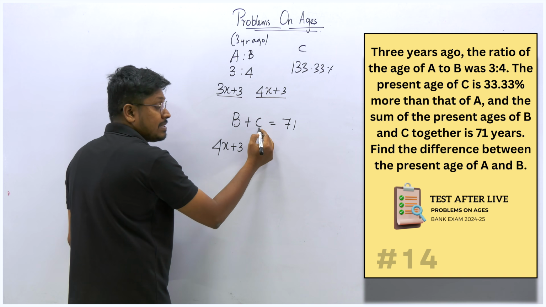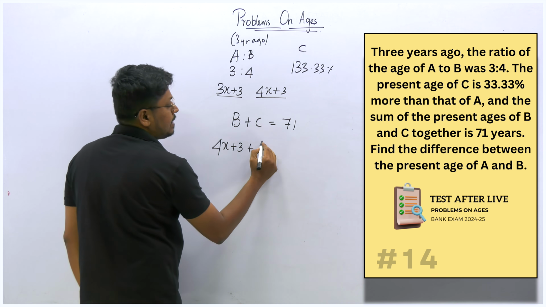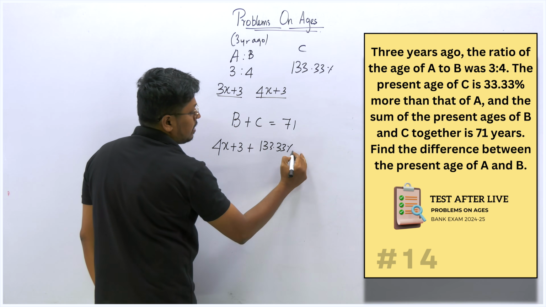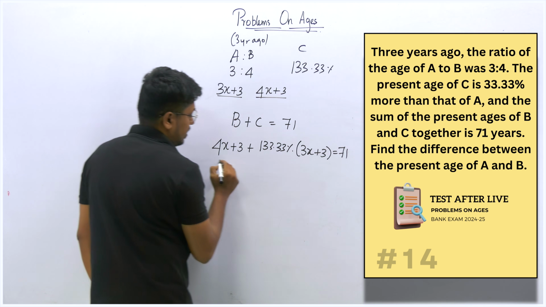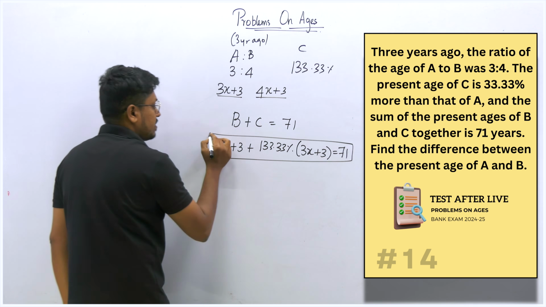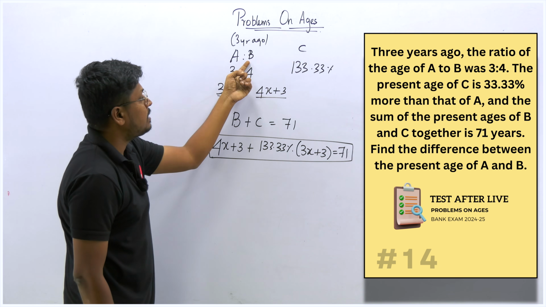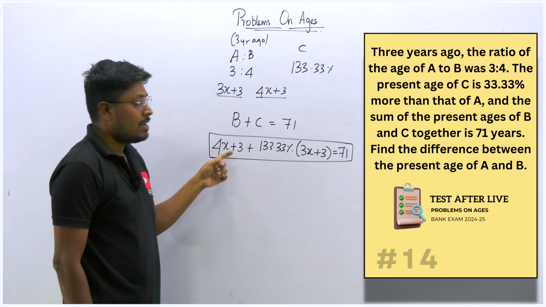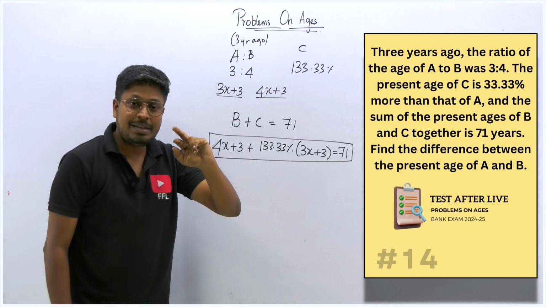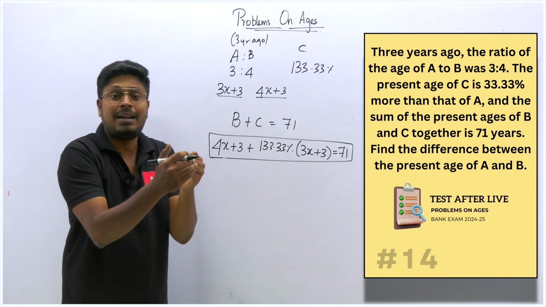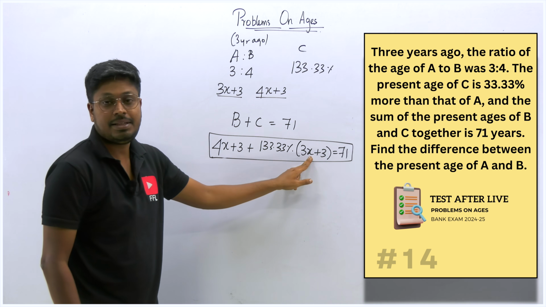Do we know C's present age? C, they have given, is 33% more than that of A. So 133% of A, which is 3x plus 3, and the equation is 4x plus 3 plus 133% of (3x plus 3) equals 71. So friends, did you understand this equation or not, right? The sum of both persons' present ages is 71. The present age of B will be 4x plus 3, and C's age is 33.33% more than that of A. So if it is 33.33% more than, then you have to add another 100 to it. So 133% of A.